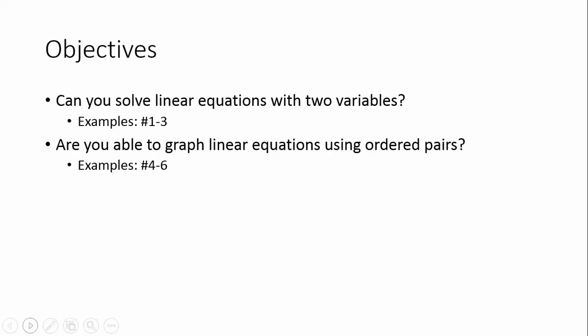So if we go back to our objectives, could we solve linear equations with 2 variables? Those are the first 3 examples where we selected an input, found the output, and then wrote the answers as ordered pairs. Also, were we able to graph linear equations using ordered pairs? Those were the final 3 examples where we were graphing using the t-table or t-chart, selecting our own input, plugging in, finding the output, and then graphing. In class, we'll work on worksheet 8.3a.